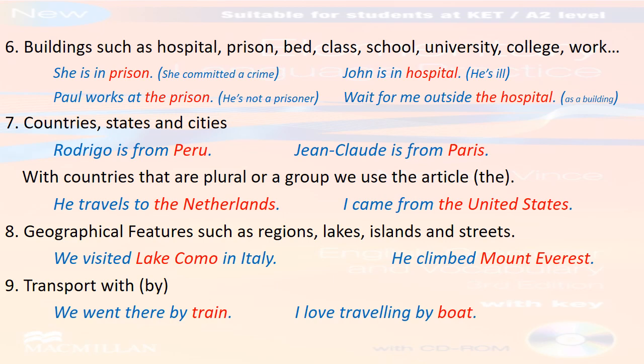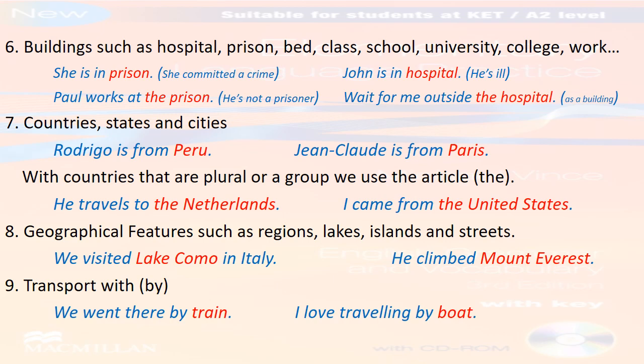And case number 7, countries, states, and cities. Like Rodrigo is from Peru, we don't say "the Peru", and Jean-Claude is from Paris. But sometimes with countries that are plural or a group, we use the article "the", like when we say he travels to the Netherlands and I came from the United States.